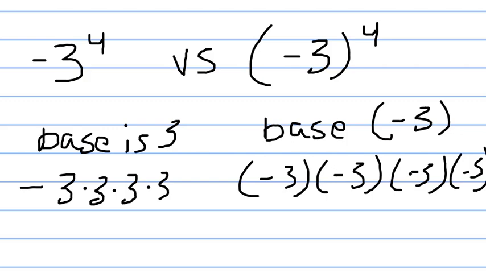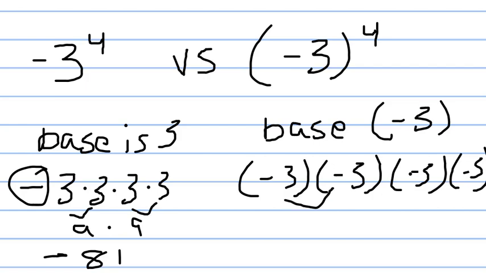So this answer, I'm going to do 3 times 3, and 3 times 3, I'm going to get 9 times 9, I'm going to get 81, and it says take the opposite, so my answer is negative 81. This expression, I'm going to take negative 3 times negative 3 and get 9. And I'm going to take negative 3 times negative 3 and get 9. I'm going to multiply those together and get a positive 81.